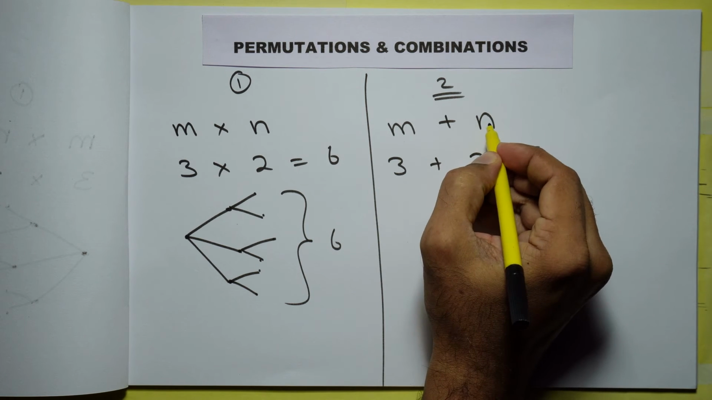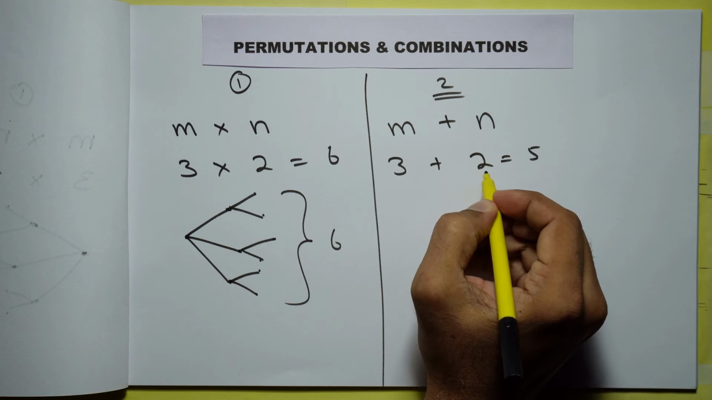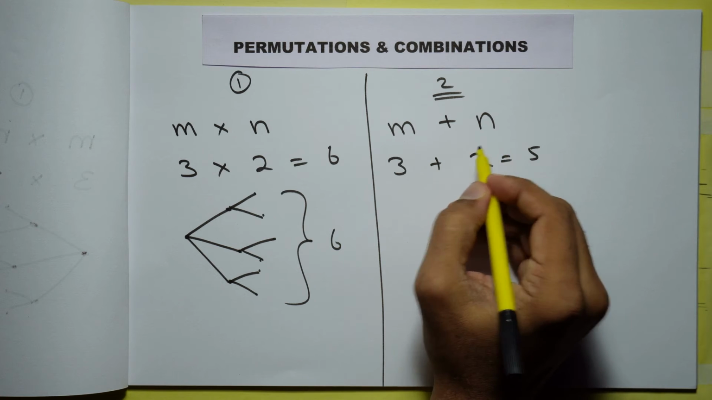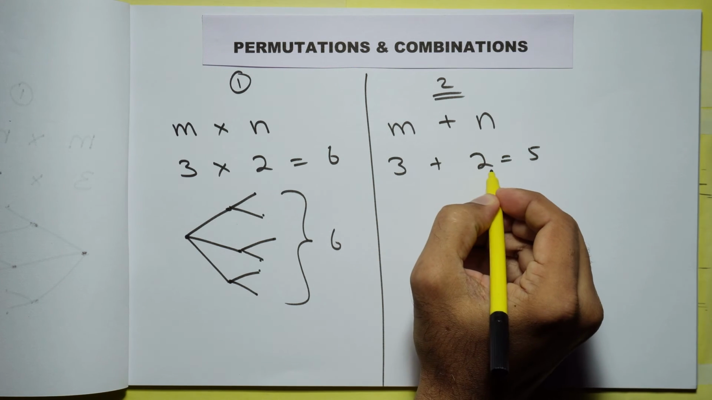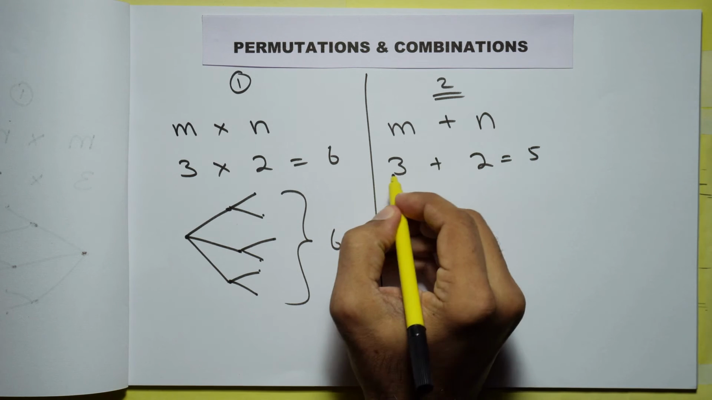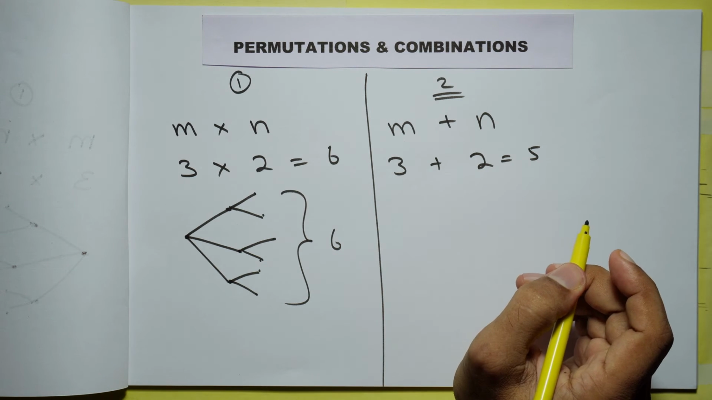If you choose this experiment, you will get one of these two possible outcomes. So depending upon which experiment you choose, you will get one of these three or one of these two. So the total number of outcomes will be 3 plus 2, 5.